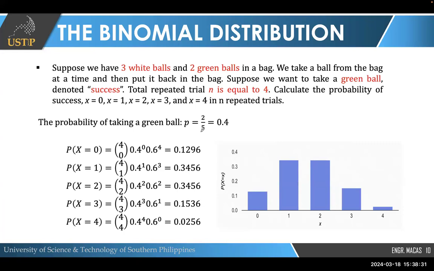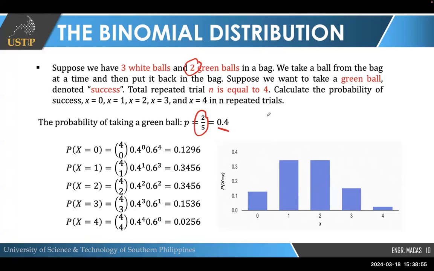The probability P of taking a green ball is 2/5. There are 2 green balls, so the number of occurrences is 2, divided by 5, which is the total number of balls in your bag. So, therefore, the probability of taking a green ball is 2/5, or 0.4. Right? So that is our P.